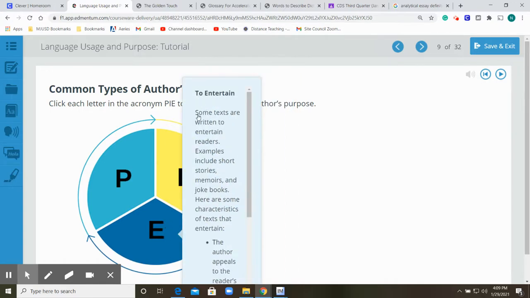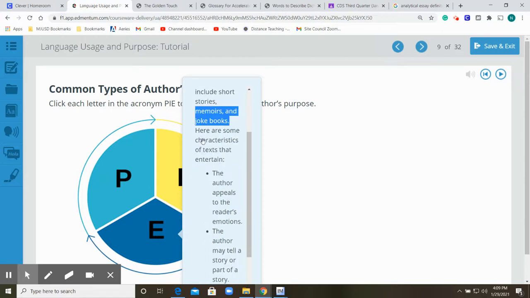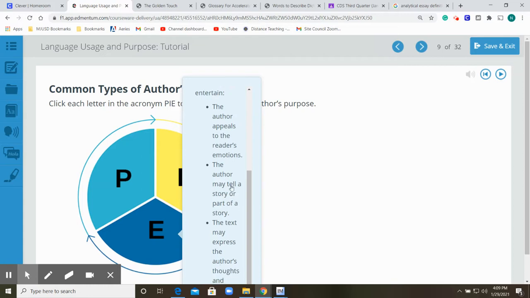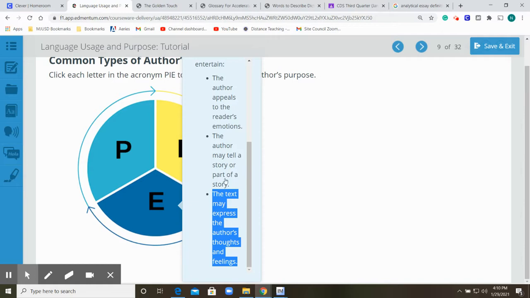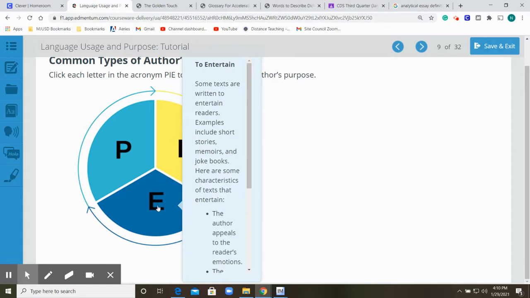To entertain. Some texts are written to entertain readers. Examples include short stories, memoirs, and joke books. Here are some characteristics of texts that entertain. The author appeals to the reader's emotions. The author may tell a story or part of a story. The text expresses the author's thoughts and feelings. So we have PIE, P-I-E.